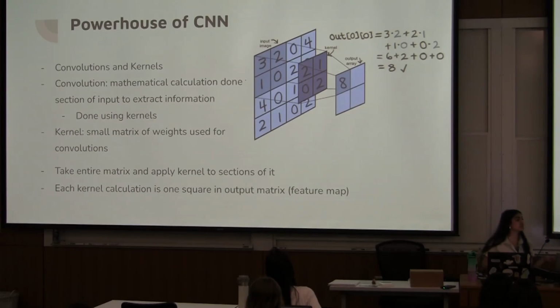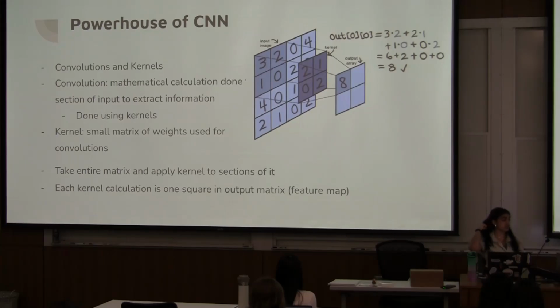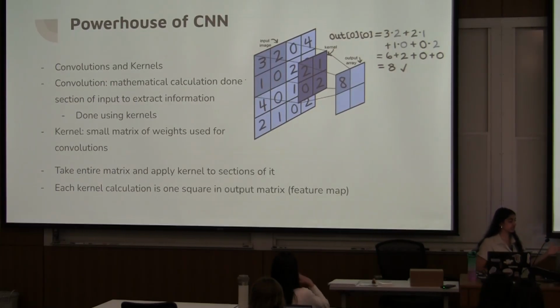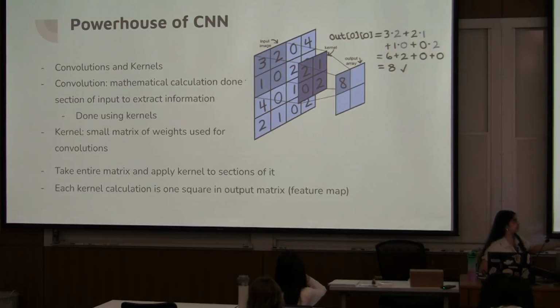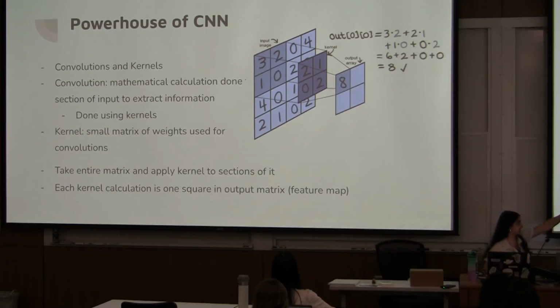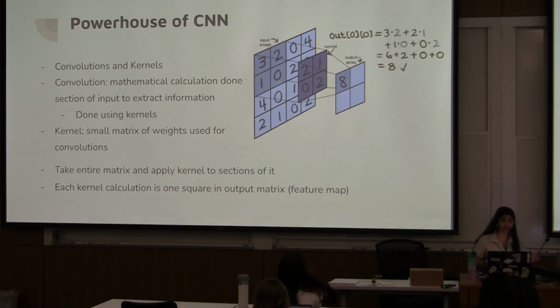We're going to get into all of this math later, so don't worry if this image is not immediately understandable to you. So the result of each kernel calculation is going to be one square in the output matrix, which is also called a feature map. So you can see the result of that calculation, which is 8, is going to go into that last square over there, which is the feature map.